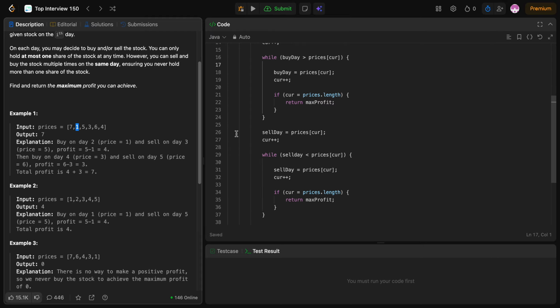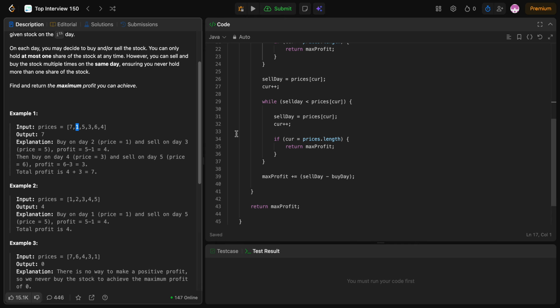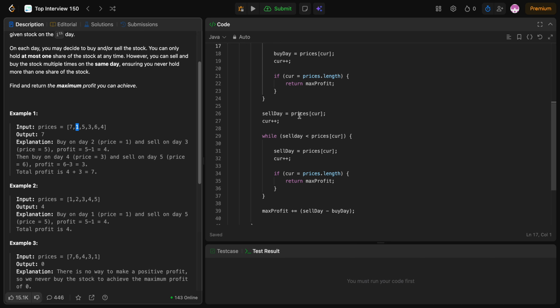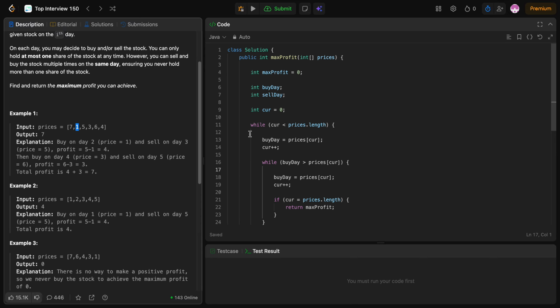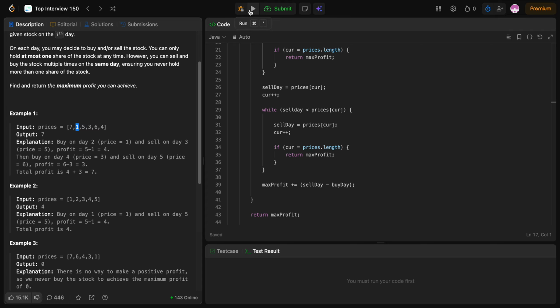And then so now car is at 3. So now when we come back to the loop again, then buy day is going to be set to 3. Car is going to be incremented to 6, and then we just keep on looping through. So the logic I think makes sense to me. So let's go ahead and give it a run.